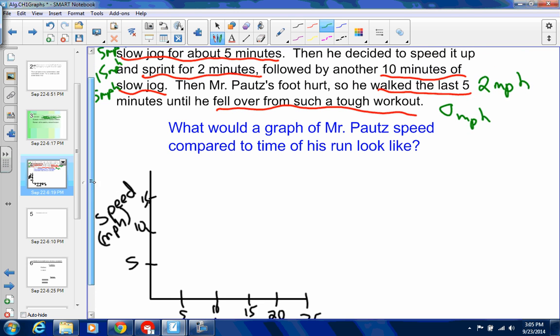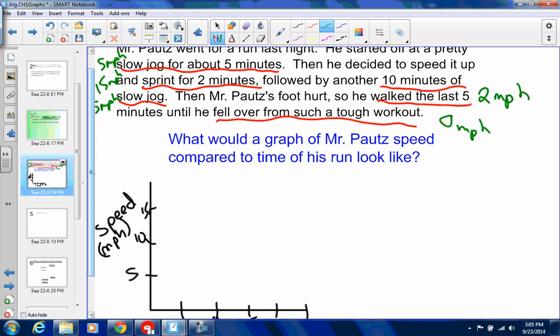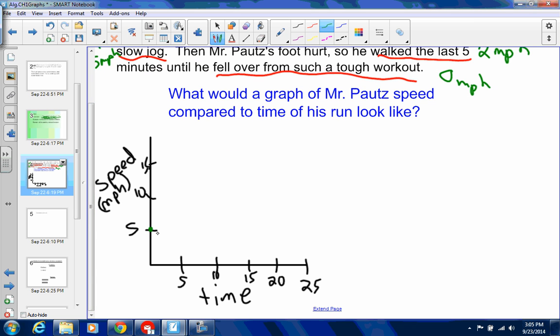So, starting from the very beginning, I started my run here, at 0, at 5 miles per hour. And I did that for about 5 minutes. So remember, time is on the bottom. So 5 minutes goes 5 miles an hour all the way to 5 minutes. And then I jumped really fast to 10 miles per hour.